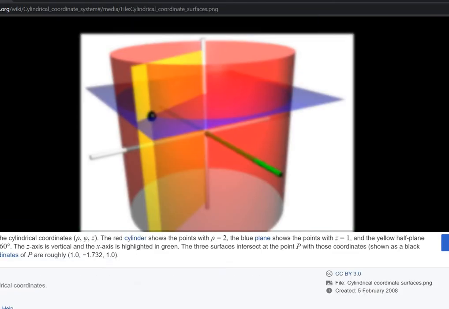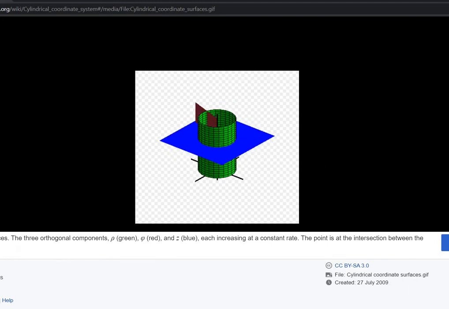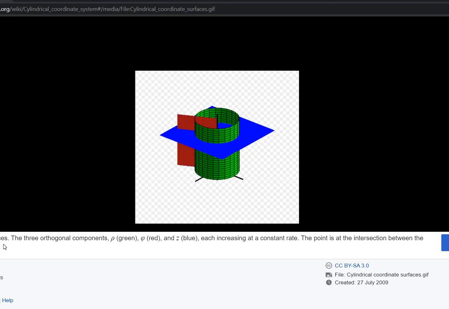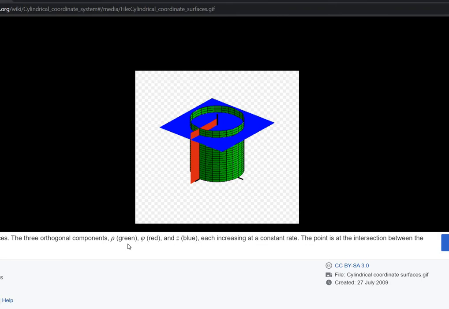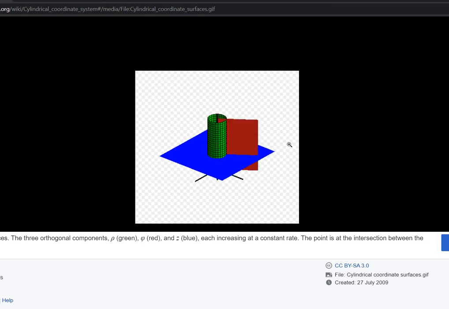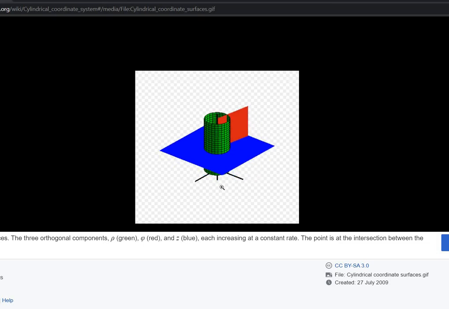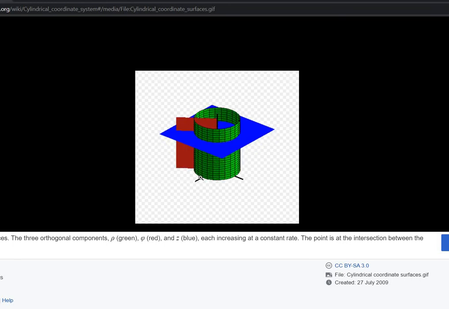Do you get any imagination of this at this point? Look at this picture also. Cylindrical coordinate surface: the three orthogonal components. Rho is the green, phi is red, phi is the theta. Theta is rotating. Z is blue. That is the height.